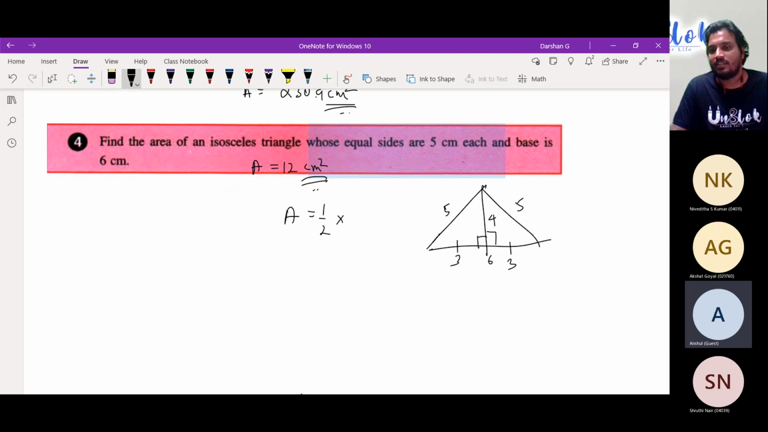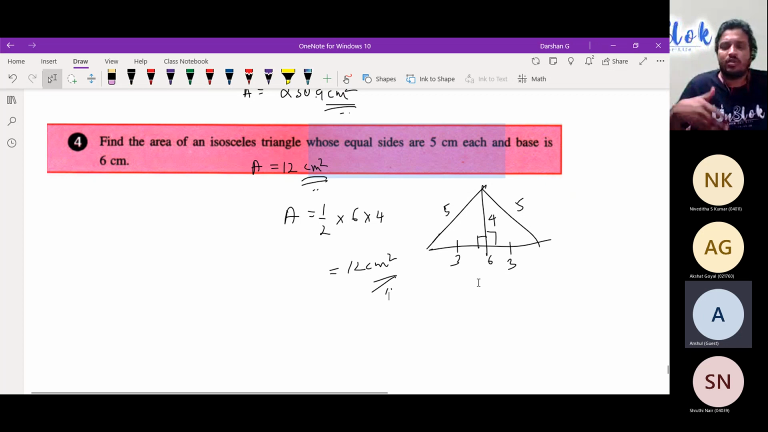6, 6. I'll take 3. No, you have to take 6. If you take 3, you have to do into 2. That's it, because you're finding for 2 different triangles, right? Yeah, you can take 3 or 6, but if you're taking 3 into 2, so I'm taking it as 6 into 4, you will get the answer as 12 centimeters square. Very good.